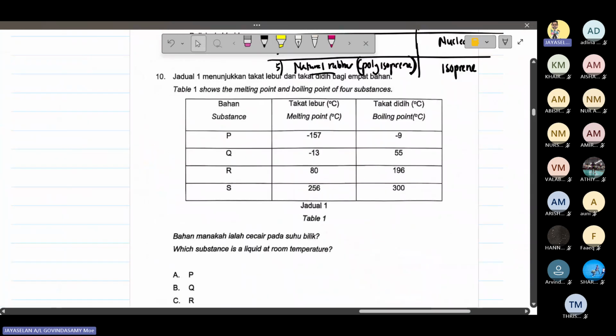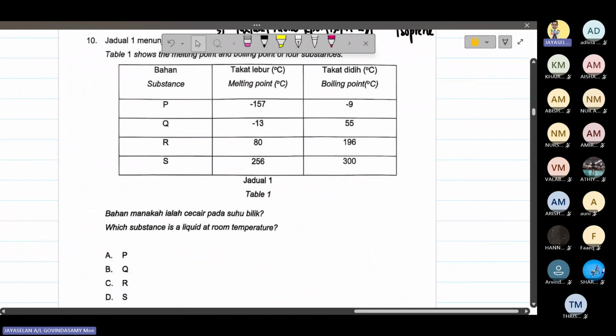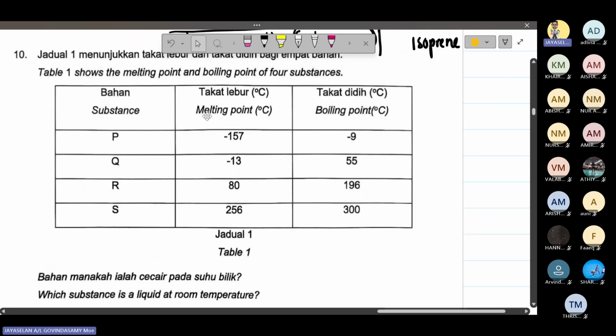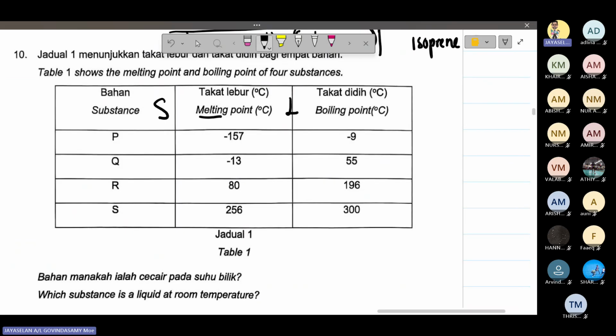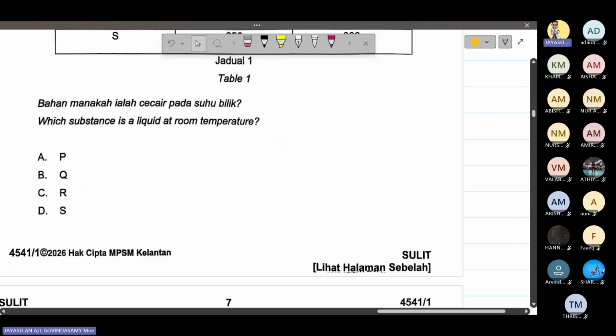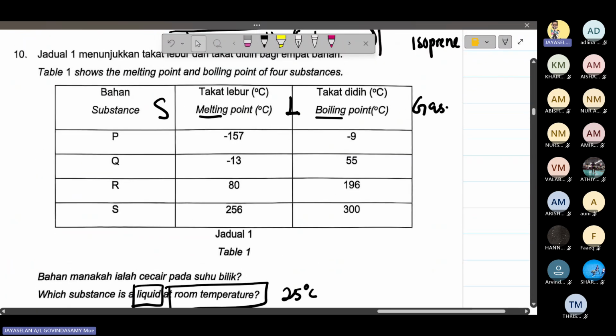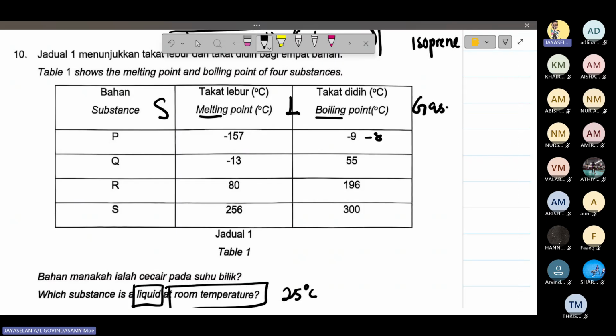Next one, last one. This type of question has not come out in SPM before. Make sure you remember, melting means solid changes into liquid. Boiling means liquid changes into gas. Then you go here and check room temperature. They want which one exists as liquid. Room temperature is 25 degrees Celsius. Then you go to the table and check where your 25 is. For P, 25 is above negative 8 and negative 7.